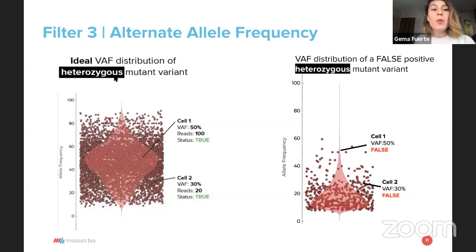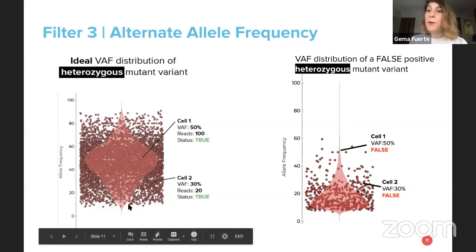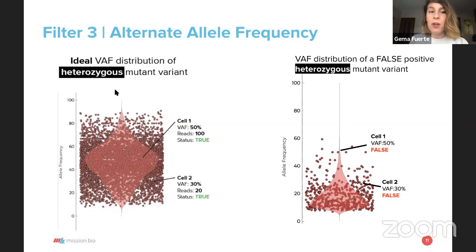Now, in an ideal world, you would expect a heterozygous cell to be 50% VAF, homozygous 100, and wild type 0. And this is an ideal distribution of a heterozygous mutant variant at a single cell level. But due to sampling effect, there are sometimes heterozygous cells that might have a lower allele frequency. So an ideal distribution of a single cell heterozygous will look like this. You'll have a lot of cells around the 50%, but also two tails, one going above and one going below. And that is essentially based on the number of reads.